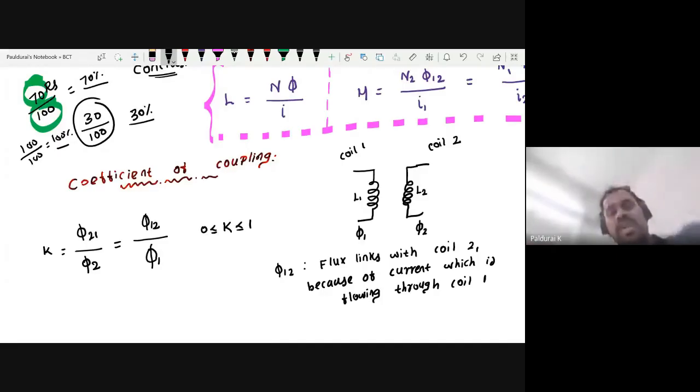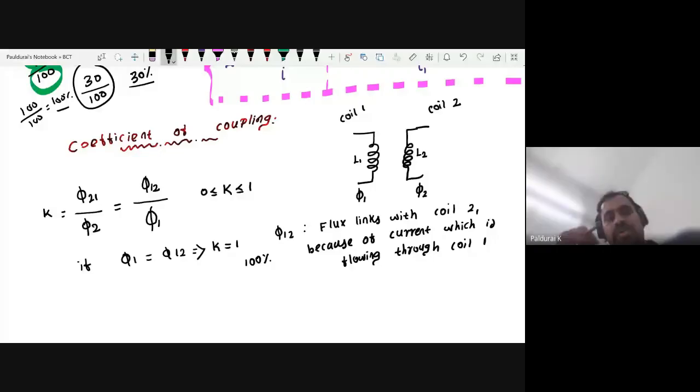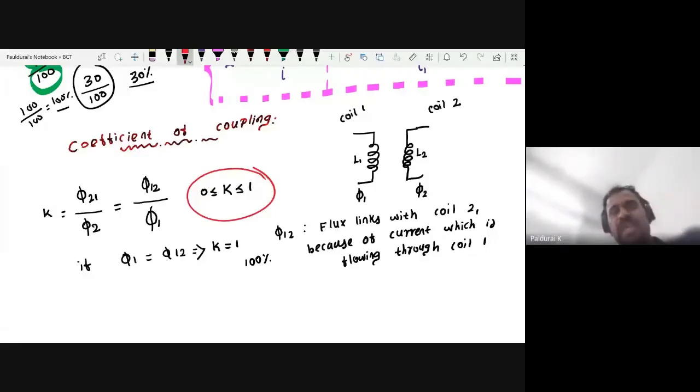It tells how well the flux is linked. If phi 1 equals phi 2, what is K? K equals 1, or in terms of percentage, 100%. Think about the practical interpretation yourself. I don't want to confuse you much this time, so the definition is enough. K is defined either as phi 2 1 divided by phi 2 or phi 1 2 divided by phi 1. The range is very important: K maximum 1, minimum 0, in terms of percentage 0 to 100%. So we got the definition for coefficient of coupling.